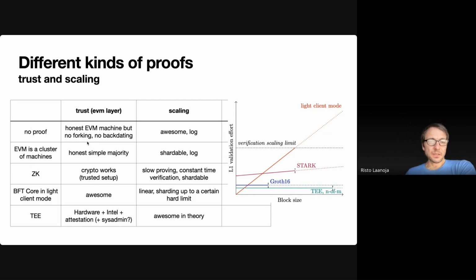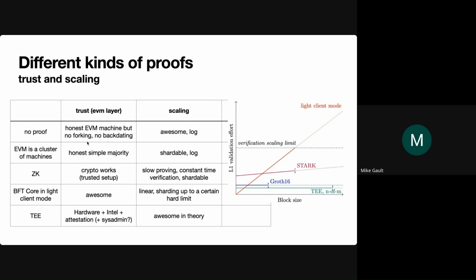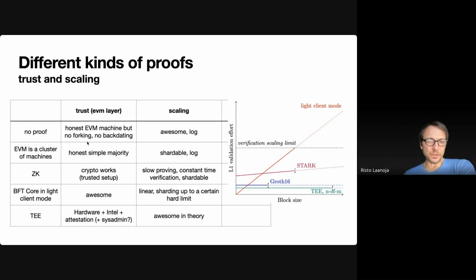Instead, we just commit the state transfers, and the only thing the EVM layer is forced to do is that it's subject to this uniqueness proving of the BFT core. So what happens is that the EVM machine cannot fork and cannot backdate previous blocks. This is just the basic uniqueness proving functionality, which works even without modifying the BFT core protocols. And it scales awesomely, of course, because there are no proofs.